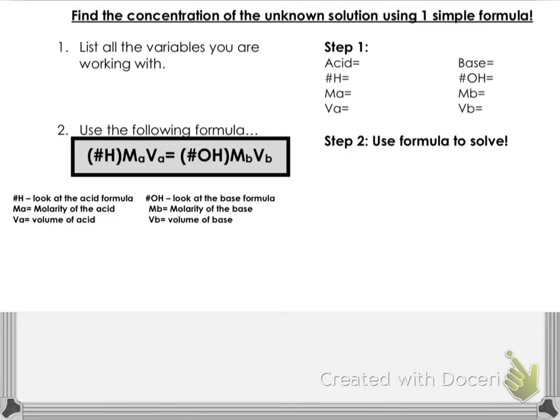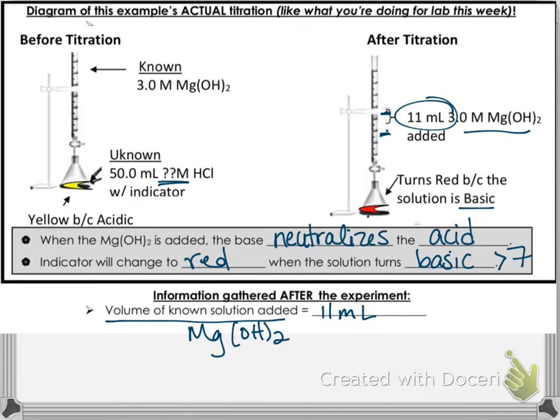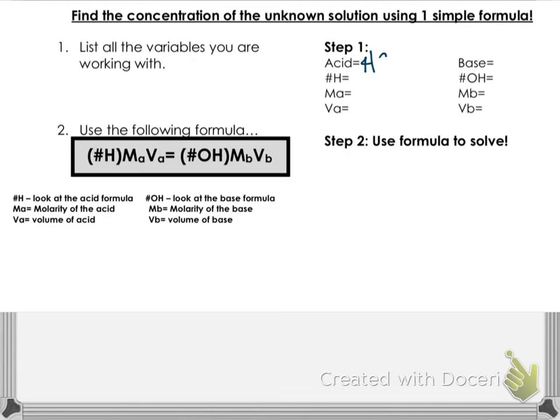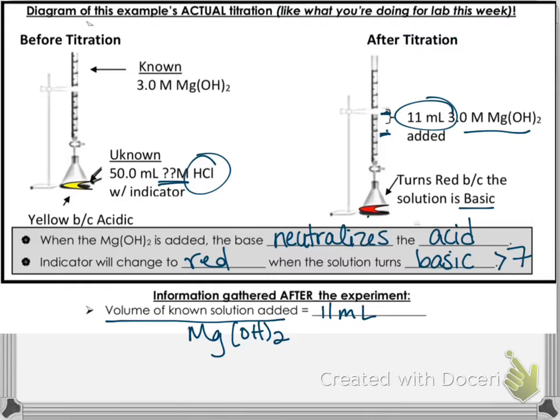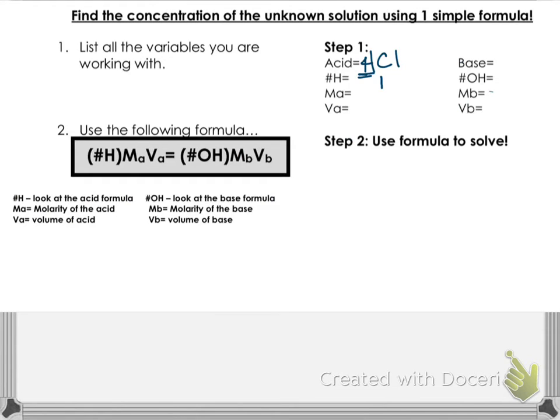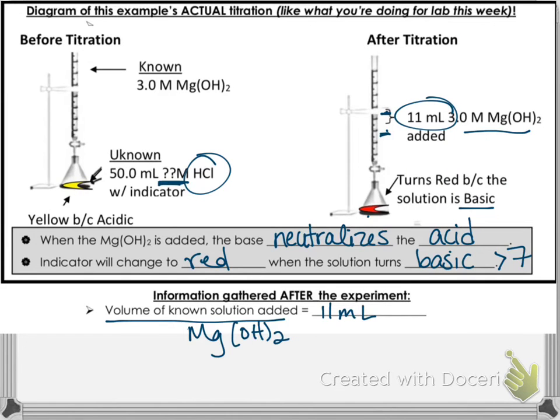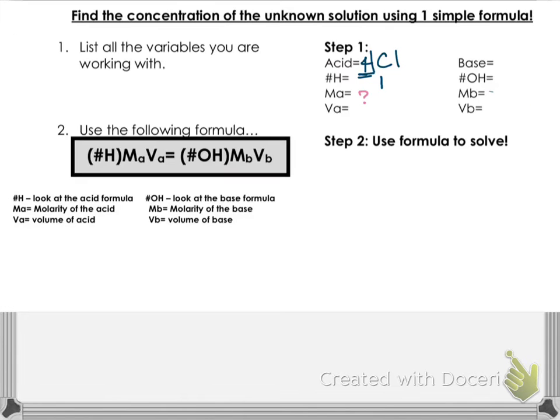So think about what you're working with. The acid that we're working with was HCl. And hydrochloric acid has how many hydrogens? You're right, it has 1. And what is the molarity of it? We don't know. That's what we're trying to solve for. So that is our unknown variable. And how much of the acid did I use? That we definitely do know, 50 milliliters.